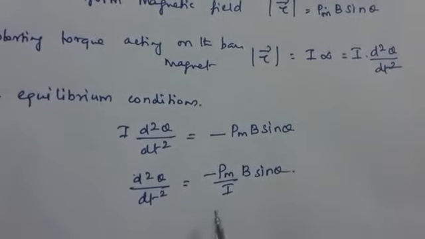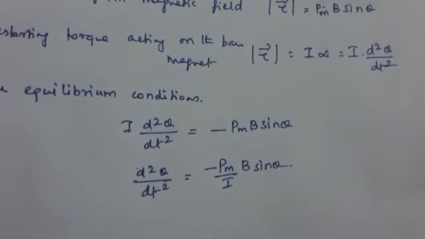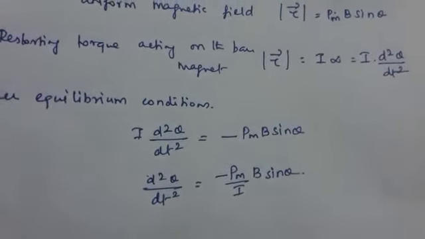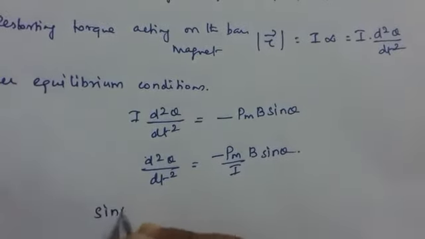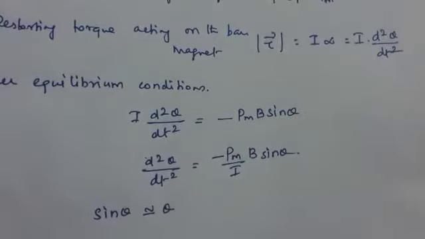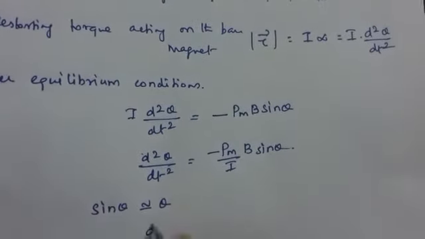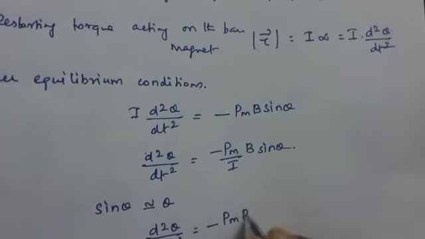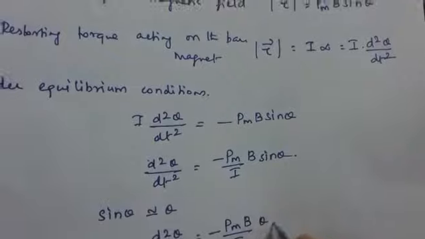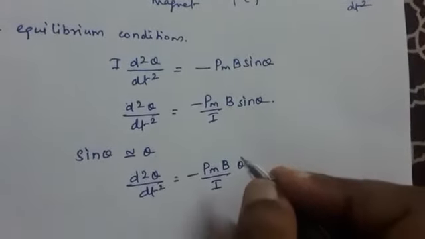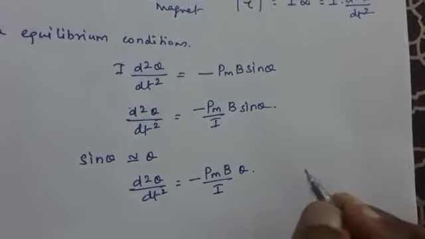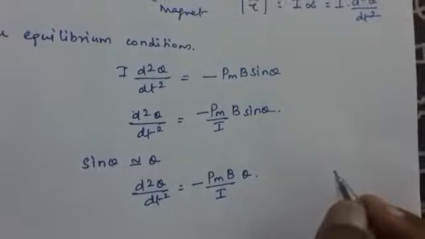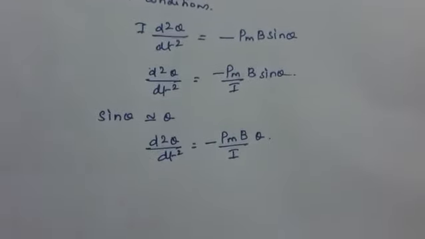Second order differential equation. In order to make it into a linear second order homogeneous differential equation, I am going to take sin theta approximately equal to theta. So, this can be written as d square theta by dt square is equal to minus PMB by I into theta. Now, this has become a linear second order homogeneous differential equation. Now, this is a simple harmonic differential equation.